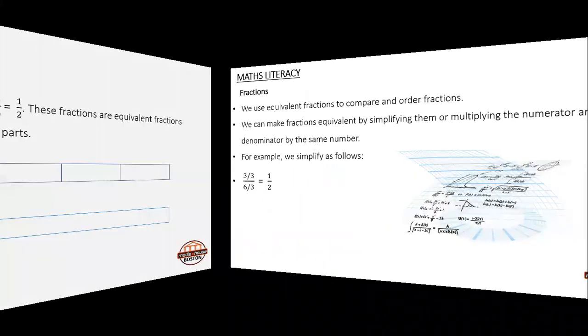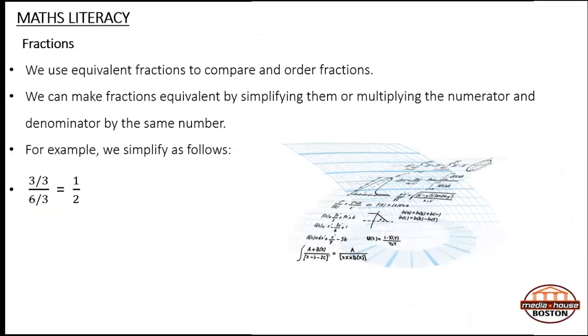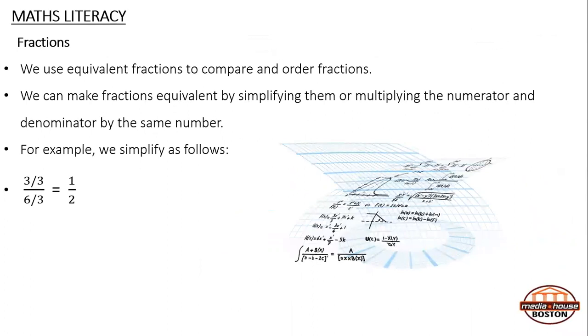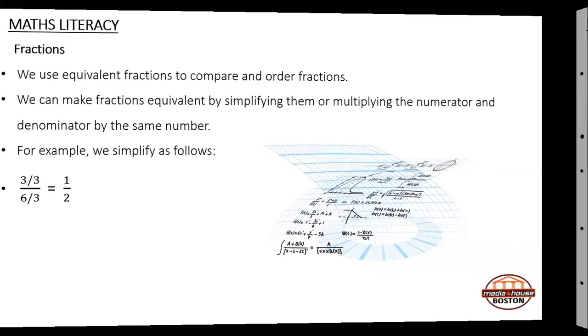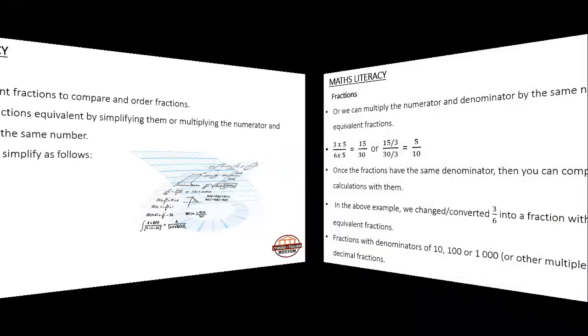We use equivalent fractions to compare and order fractions. We can make fractions equivalent by simplifying them or multiplying the numerator and denominator by the same number. For example, we simplify as follows. 3 out of 6 goes to 3 out of 3. If we divide 3 out of 6 by 3 and 3, we get half, which is 1 over 2. We are simplifying our fractions.